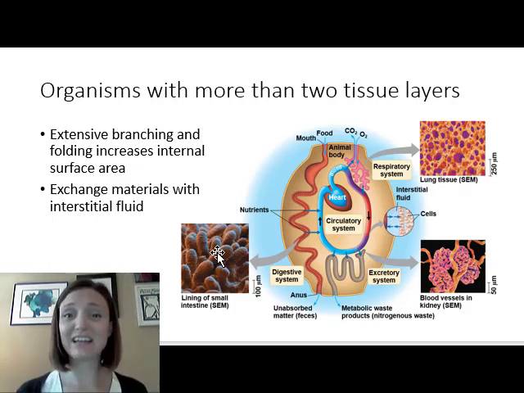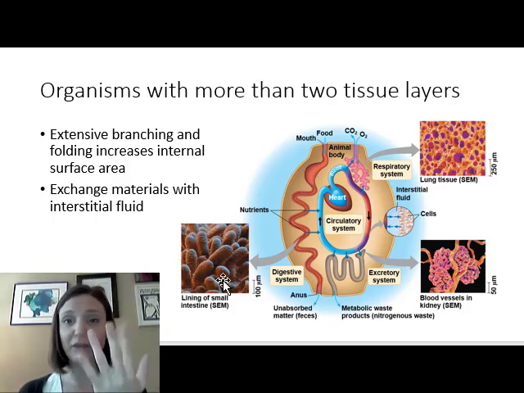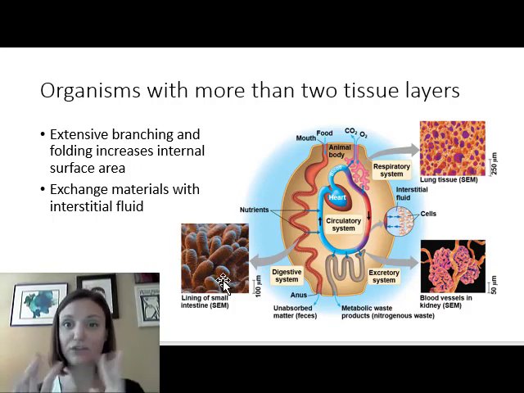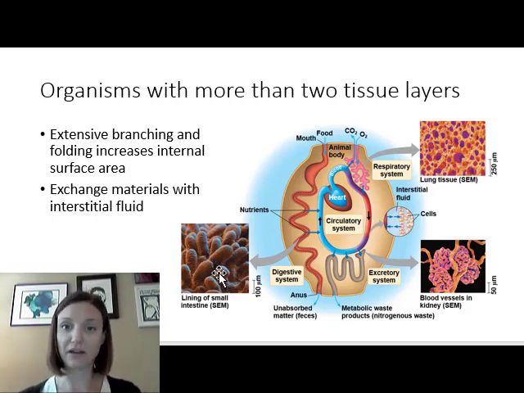And then even then, on the inside of that, the lining of our small intestine, we have all these microvilli, all these tiny little finger-like projections that are also cells that help to increase the surface area of that digestive system. So instead of having all of our cells in contact with the outside environment, we're increasing the surface area of our cells internally, of our tissues internally.